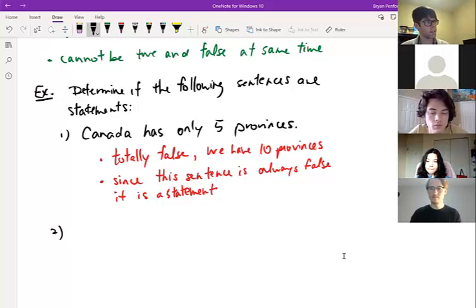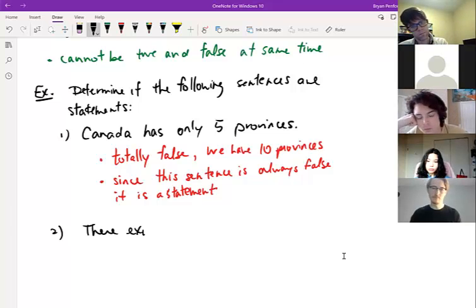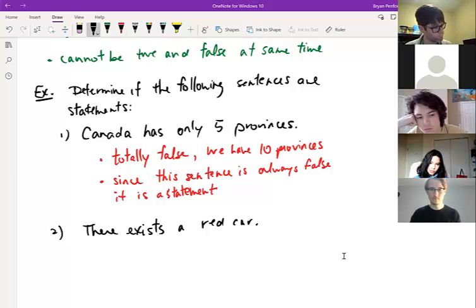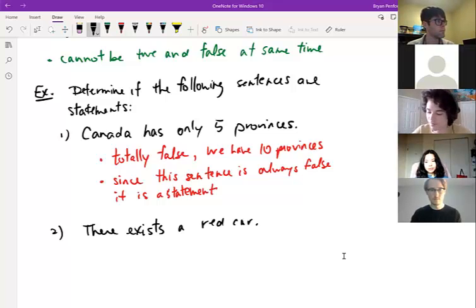So the second one, let's see, there exists a red car. How do you feel about that one? Does it seem plausible that somewhere in this wide world of ours there might be a red car out there?